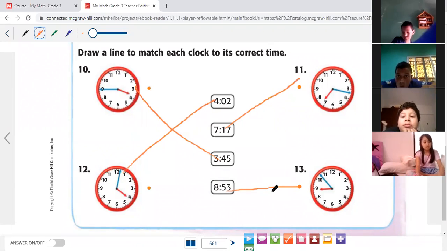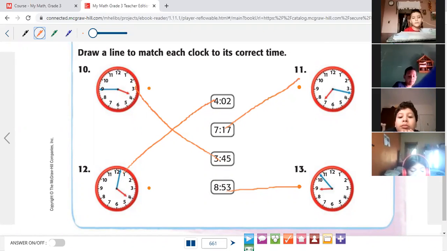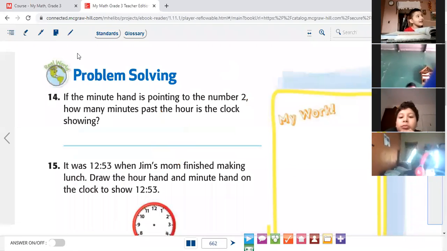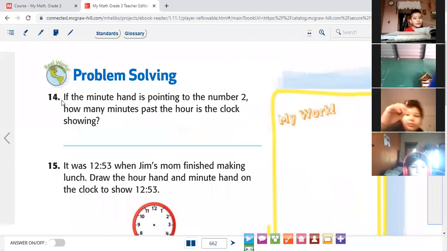Okay, now turn your page, please. Turn your page, please. Page 662. We're going to do it together, problem solving, okay? Now, let's read it together.